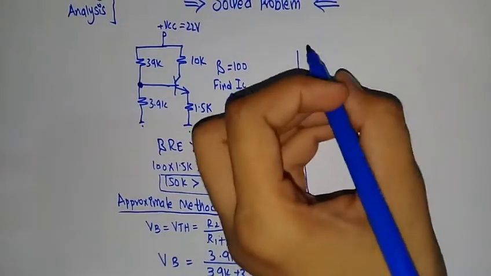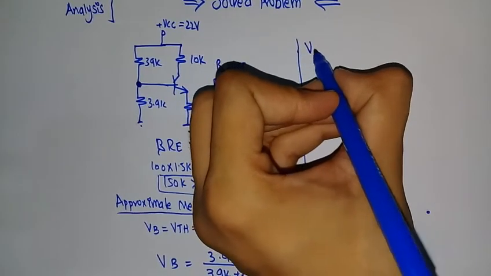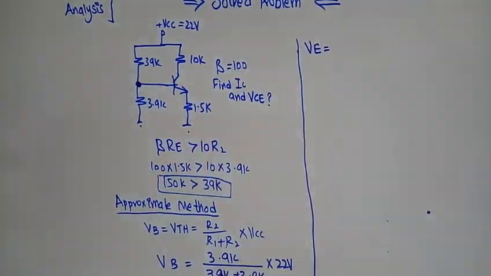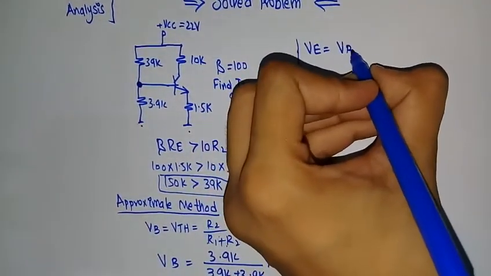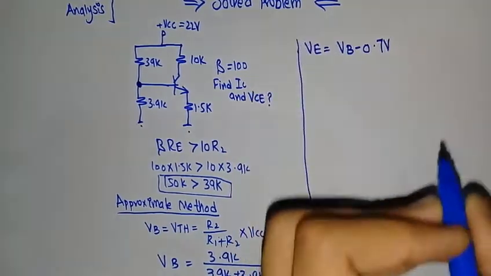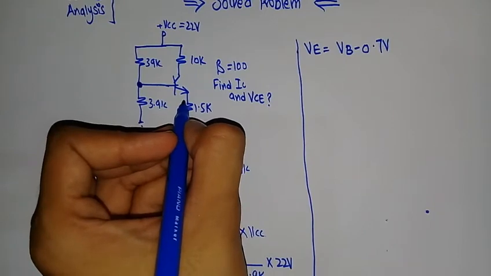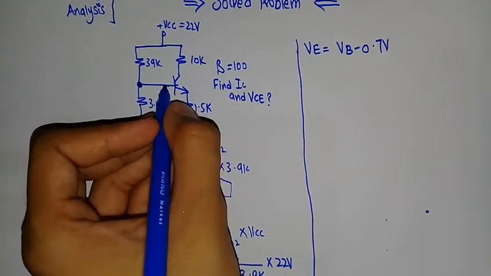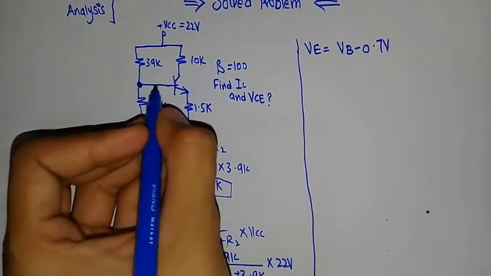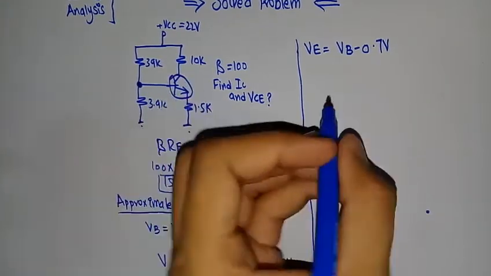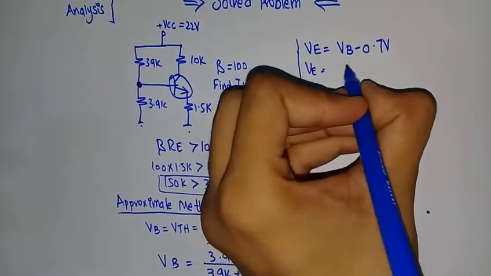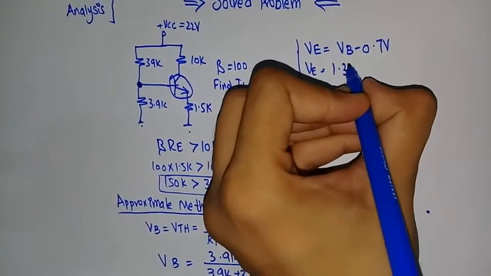In the approximate method, the second thing we will find is the emitter voltage. The emitter voltage will be calculated as VB minus 0.7 volts. As you know, if we move from base to emitter, we subtract 0.7 volts, but if we move from emitter to base, we add 0.7 volts in an NPN transistor. So VE will be equal to 2 volts minus 0.7, which is 1.3 volts.